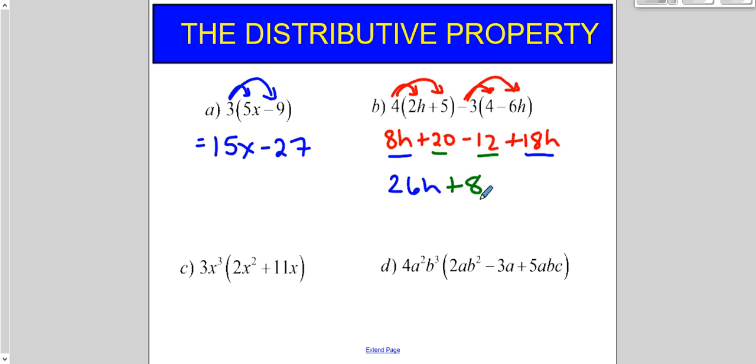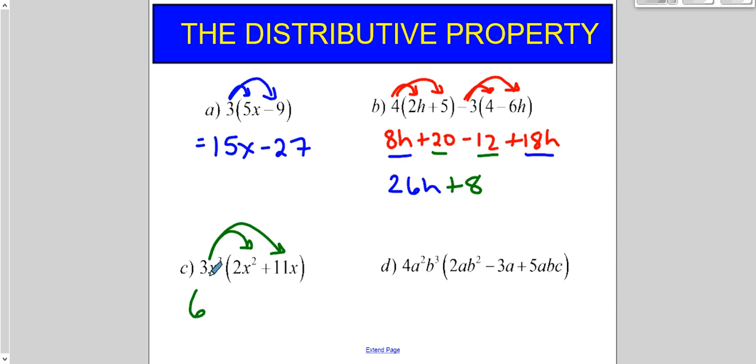So 26h plus 8 would be my final answer for there. All right. Same thing down here for C. We're going to take that 3x cubed and multiply it into both of these terms inside the bracket. So 3 times 2 is 6. And x cubed times x squared.